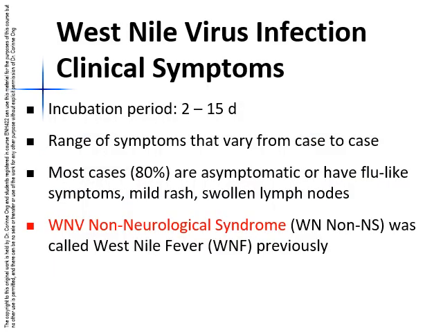The first arboviral disease we'll focus on is West Nile virus infection, due to the emerging nature of the disease in the past 20 years. West Nile virus infections have a wide range of incubation periods, lasting on average for a week. Symptoms are also variable from case to case. However, most cases, more than 3/4, are asymptomatic or may have flu-like symptoms, sometimes a mild rash and swollen lymph nodes. This type of West Nile virus infection is now called West Nile virus non-neurological syndrome.